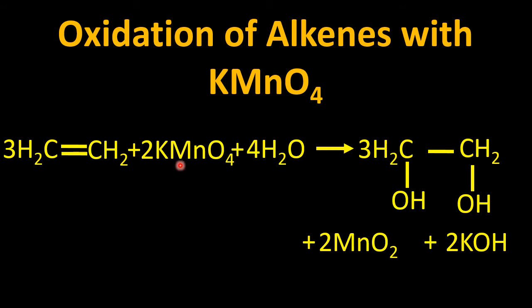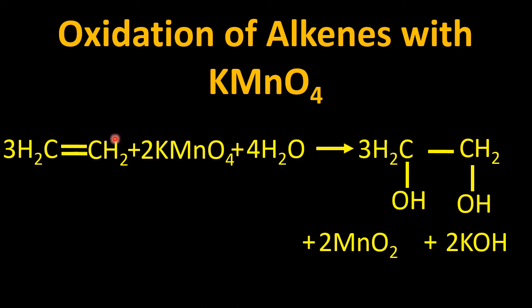Now, in potassium permanganate, manganese has a valency of positive 7, while in the product MnO2, manganese has a valency of positive 4. So now manganese reduces from positive 7 to positive 4 as it gains electrons. So that's why reduction occurs here. It proves that as potassium permanganate undergoes reduction, it will oxidize ethene.